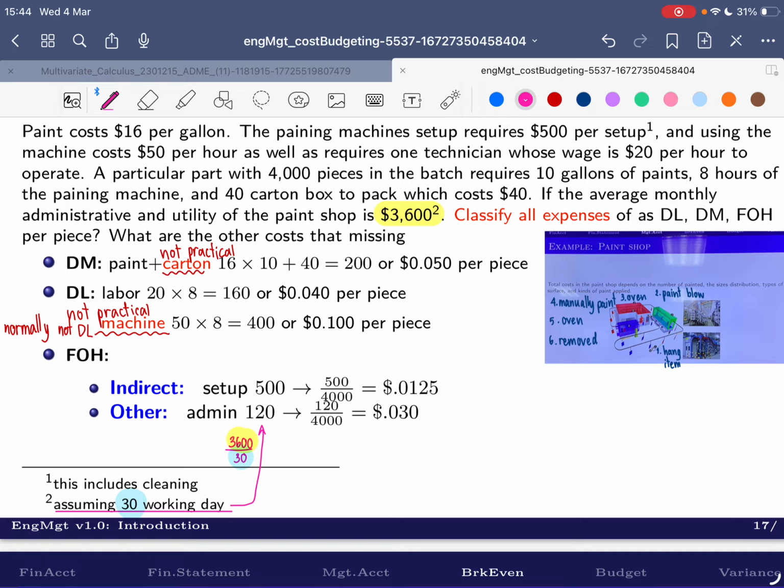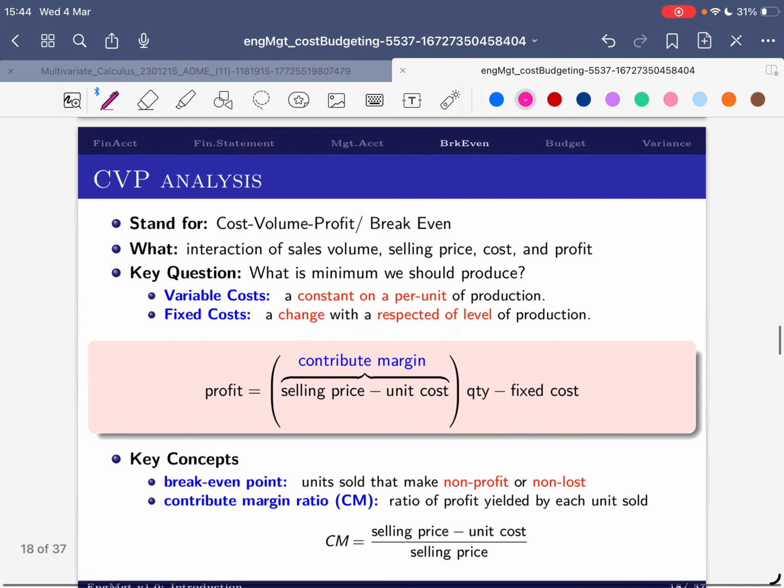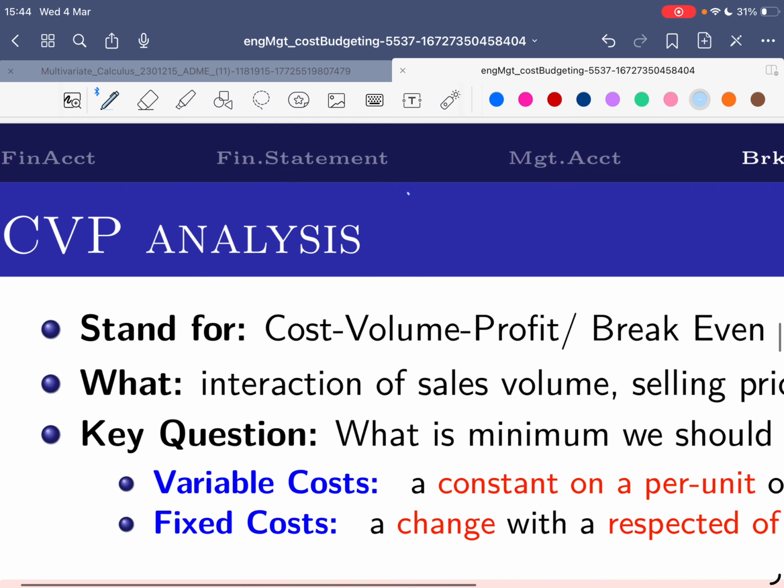Since I have a little bit of time, we will repeat this part. This is the fourth topic. This is what we call CVP analysis, or cost volume profit analysis. In the old books, we call this break-even point analysis.